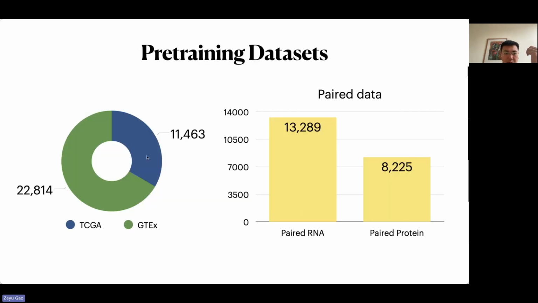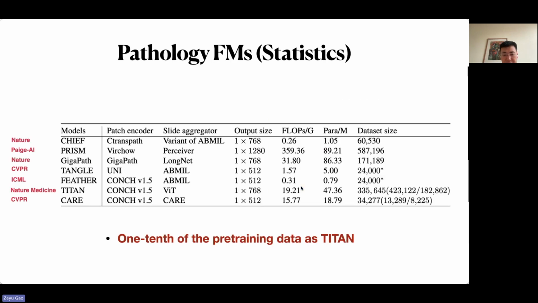So from the data point of view, the only thing we can access is publicly available. So we have TCGA, we have GTEx, which is normal tissue from all the donors. And we got more than 3,000 slides, and only part of them have paired RNA expression or protein expression. So compared with Titan and the others, we only have a few samples. Here is the comparison between all the foundation models from the statistic view. Basically, we only use 1/10 of the pre-trained data that Titan uses.